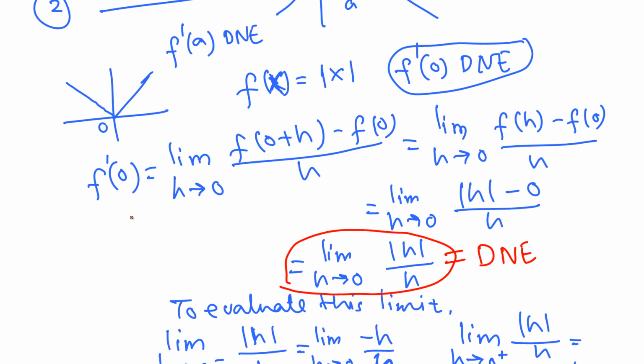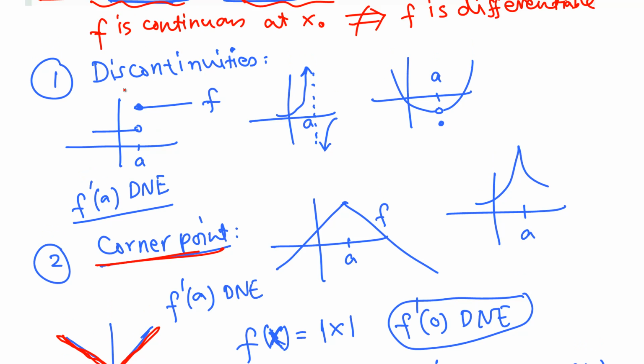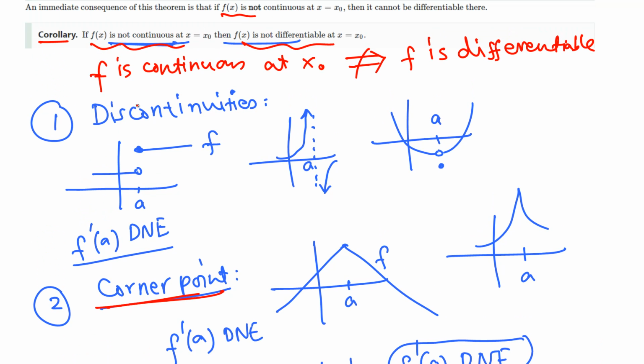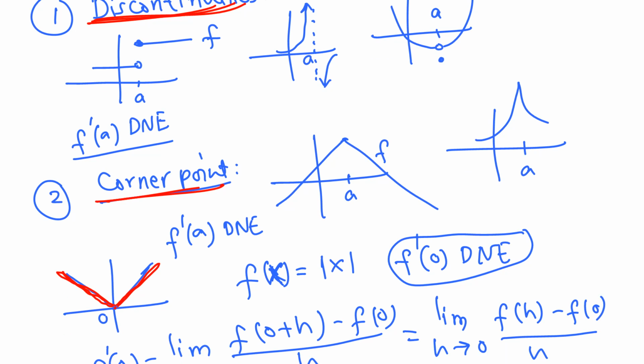Okay, so I was just trying to justify that at a corner point the function is continuous, because we can graph it without lifting our pen off the paper. The function is continuous, but when we have a corner point, the function is not differentiable. Okay, so far we've seen two cases. If the function is not continuous, then the function is not differentiable. If the function has a corner point, then it's not differentiable.